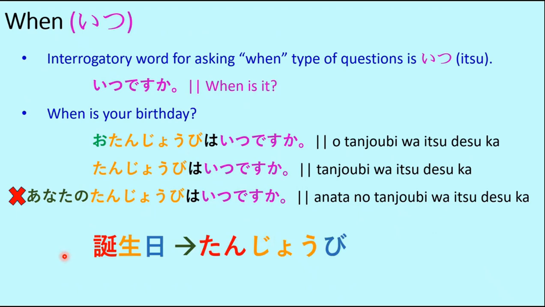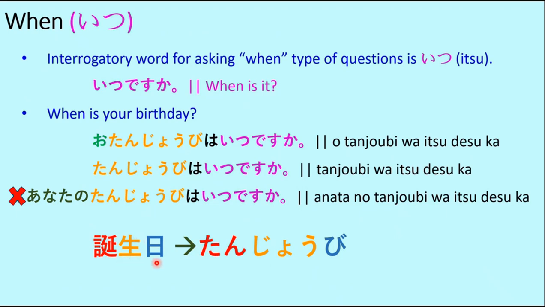This is the kanji of tanjobi, which means birthday. So let's see how it has been derived. We start from the end. This is the kanji of the day, which is bi. This is the kanji of life, which is called jo.